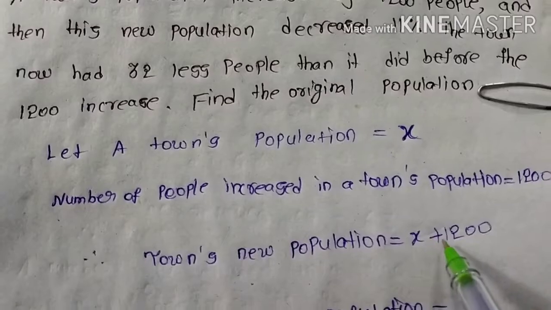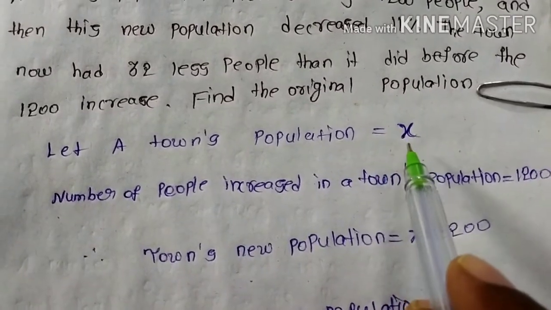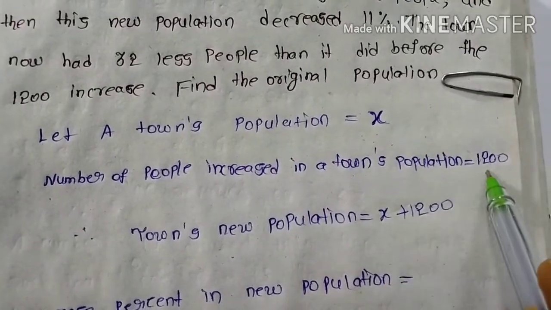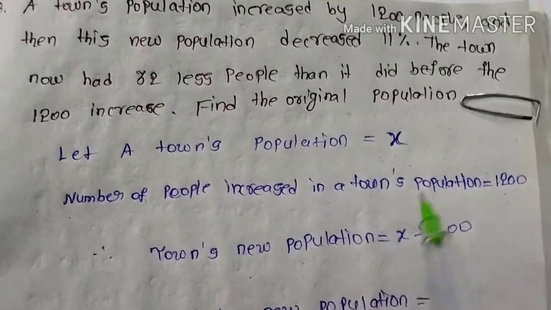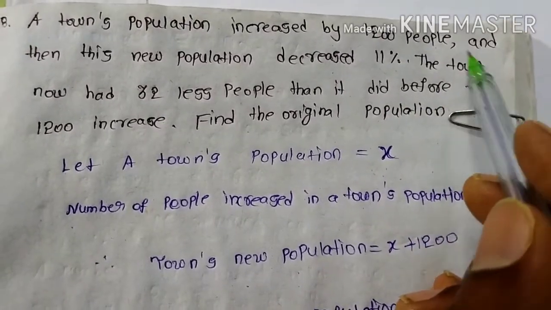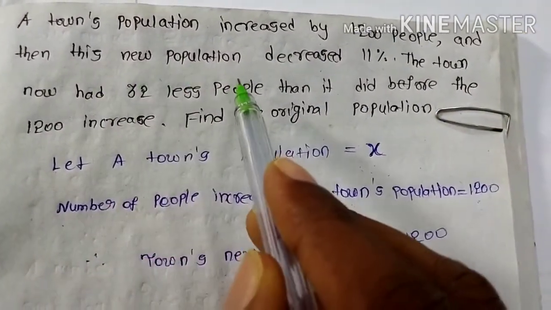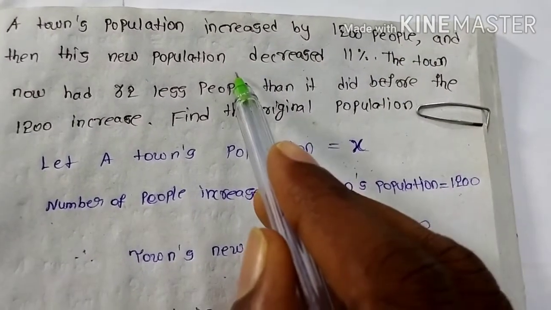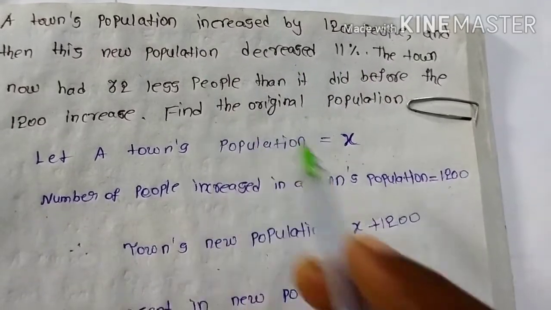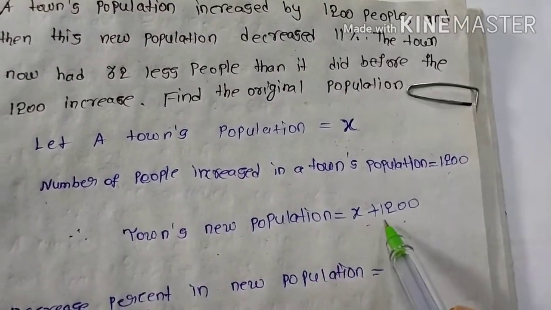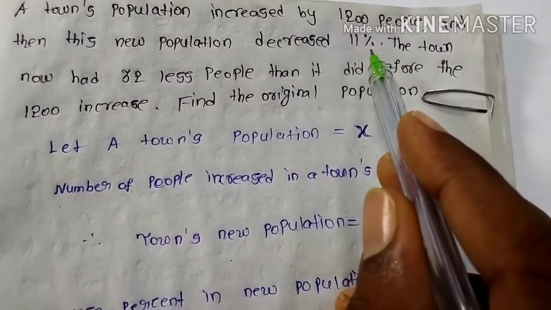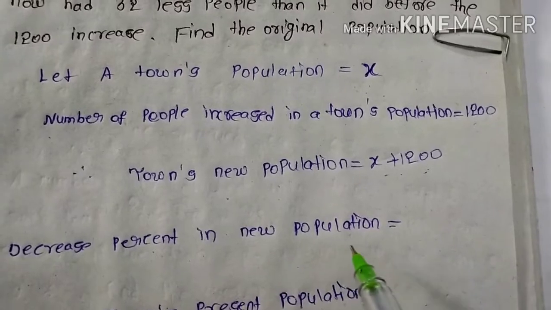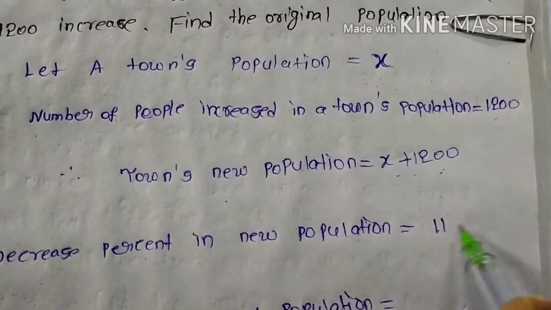See here, just now we discussed the town population is x, and the increased population is 1200. That means x plus 1200 will be the new population. Observe clearly: this new population decreased by 11%. The new population is x plus 1200, and it decreased by how much percent? 11%. That means the decrease percent in the new population is 11%.